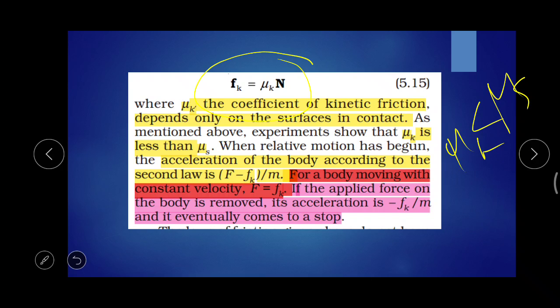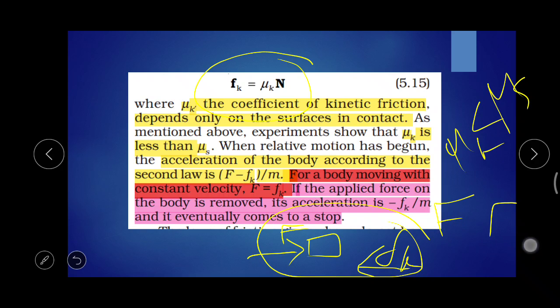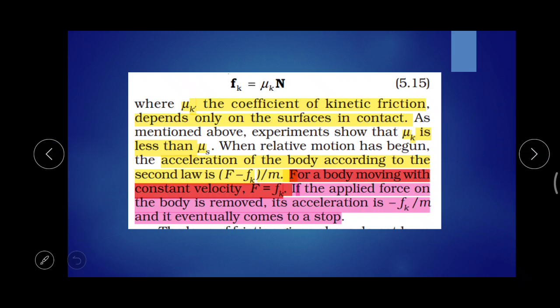If you consider a body moving from left to right by an applied force capital F, there will be an opposing force, that is Fk. So the resultant force will be F minus Fk. Then to find the acceleration, as we know F is equal to ma, here the F means F minus Fk, which is equal to m a. So the acceleration will be F minus Fk divided by m.